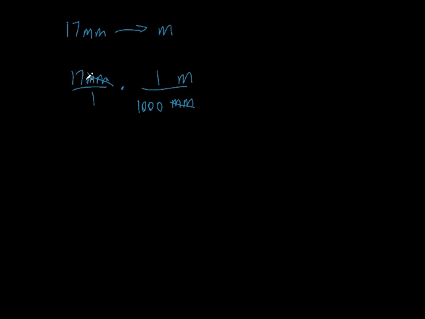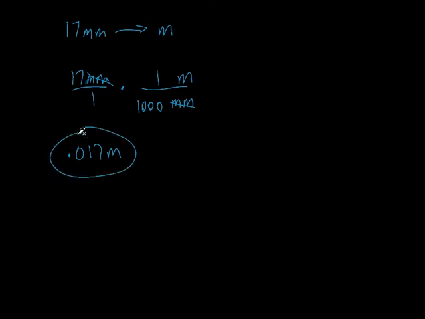Move it to the left. How many places? 3 places. So we go 1, 2, and then what do we have to stick in there? A 0. So what's that going to give us? 0.017 what? Meters. Okay? That's a small number of meters, isn't it? That's a lot less than 1. It's 17 thousandths of a meter. And that's your answer.